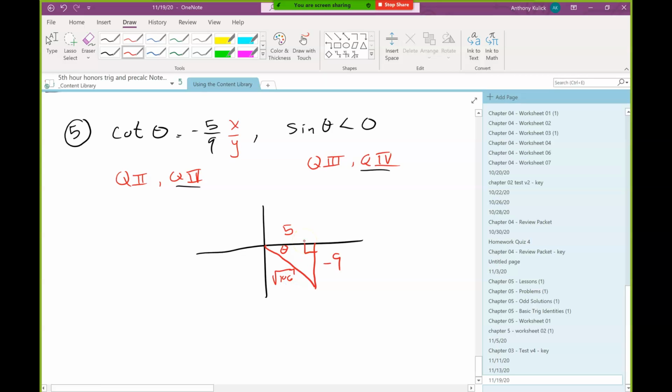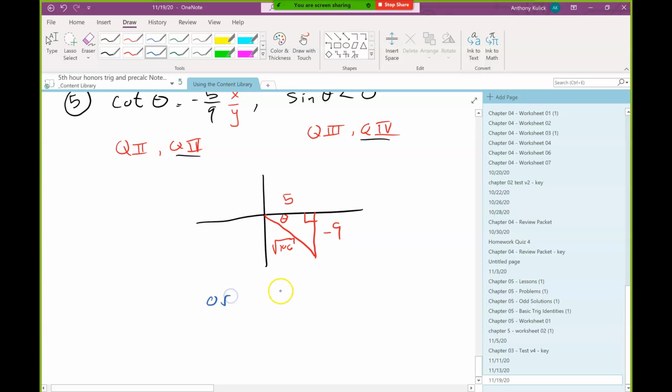And then we can use our basic definitions now of sine, cosine, tangent, opposite over adjacent and all that jazz to fill out the rest of these, just like we had done before, right? Yeah. Okay.